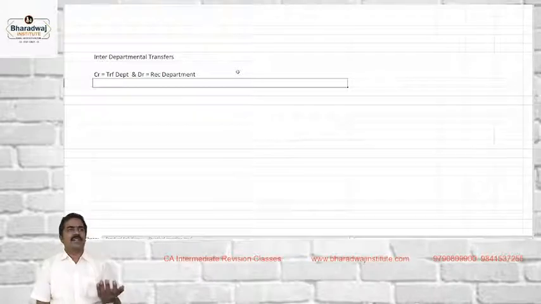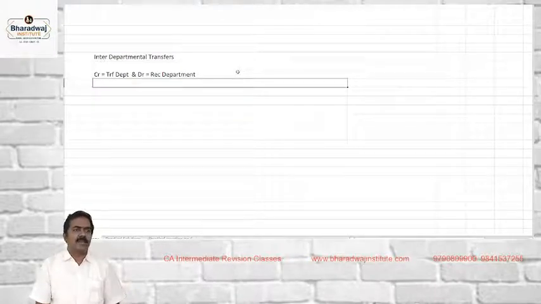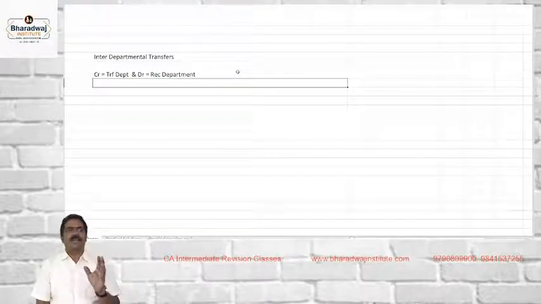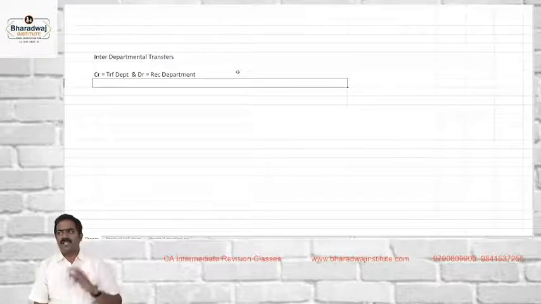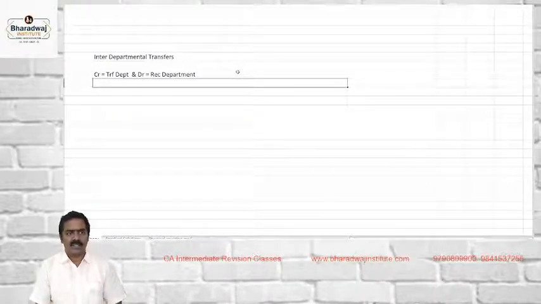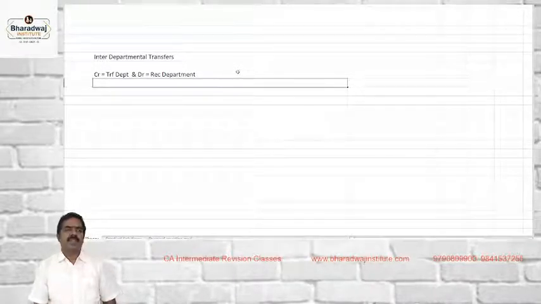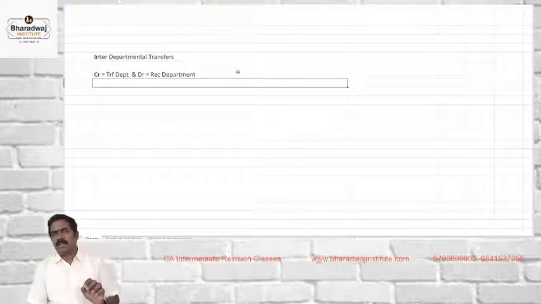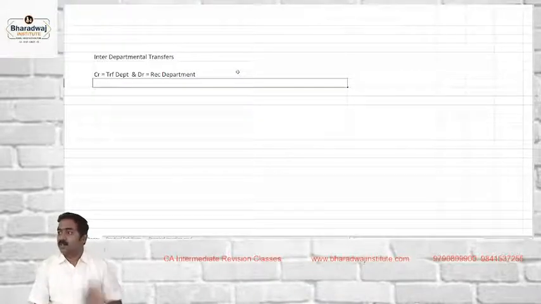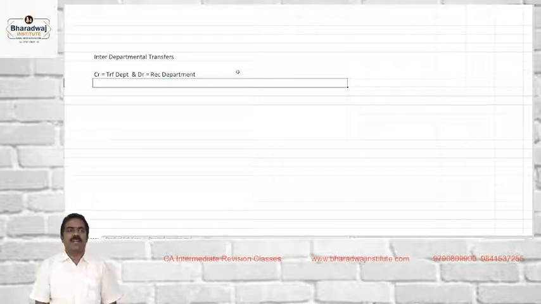Or you can look at it like this also. Credit the transferring department. For the transferring department, it is like a sales. For the receiving department, it is like a purchases. That way also you can take it. Now listen. If the departmental transfers are at cost price, no problem. X is transferring to Y at cost price, no issues. But if the departmental transfers are taking place at selling price, there is a trouble.